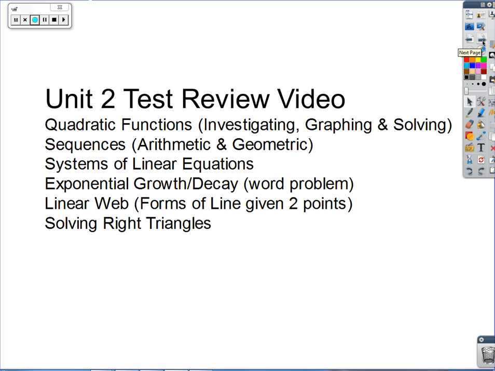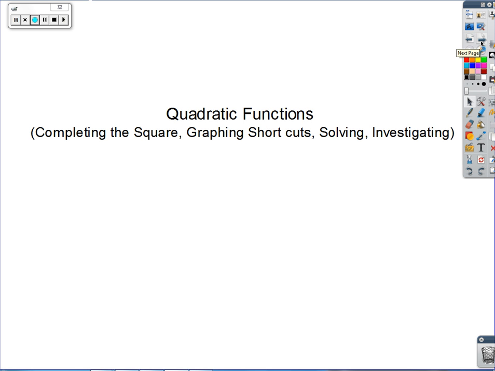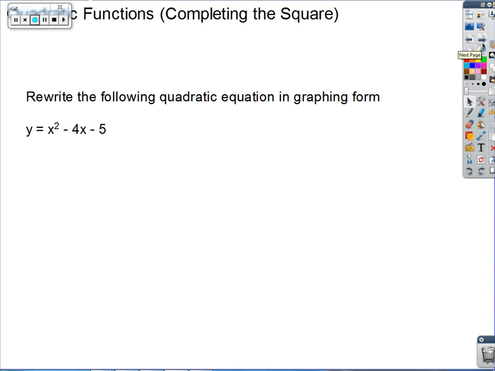First, we're going to start with quadratic functions, investigating, so completing the square, and then some graphing shortcuts with that, solving and investigating quadratic functions. The quadratic equation we're going to use here is x squared minus 4x minus 5. And the goal here will be to rewrite that in graphing form. And the method we use for that is something called completing the square.